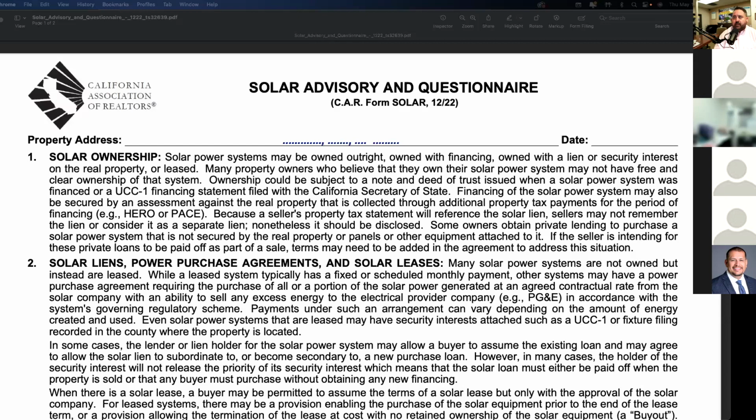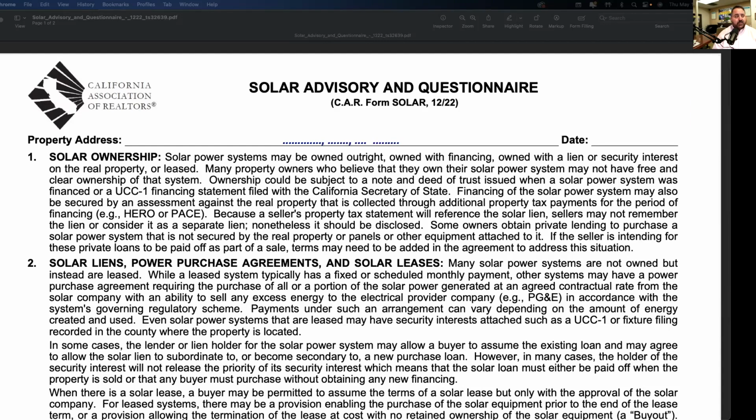So you should be looking at the form called the Solar Advisory and Questionnaire, or CAR Form SOLAR. This is for sellers that have solar panels and are selling the solar panels. This is an advisory and a questionnaire. It falls under the disclosures because it's required to be delivered when you're selling a property with solar panels. So it's not going to be required with everything, obviously. But let's look at this form.